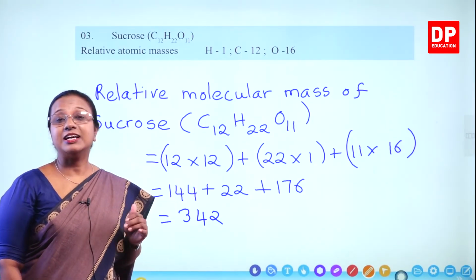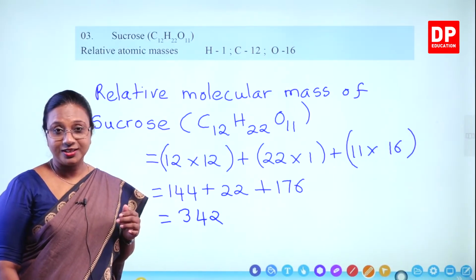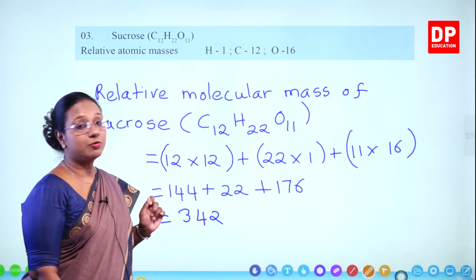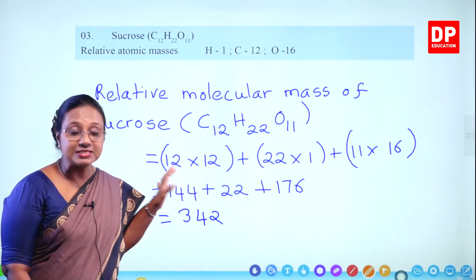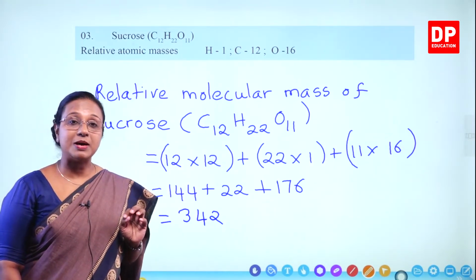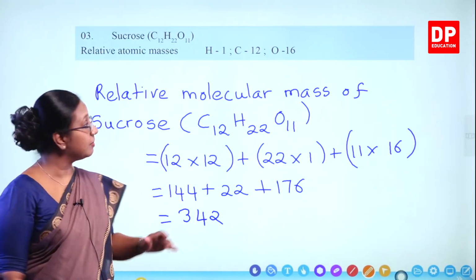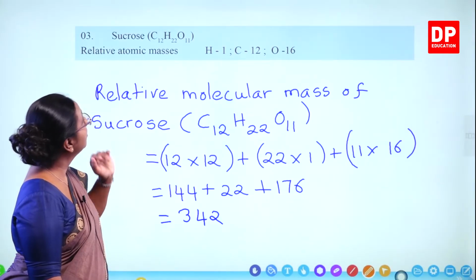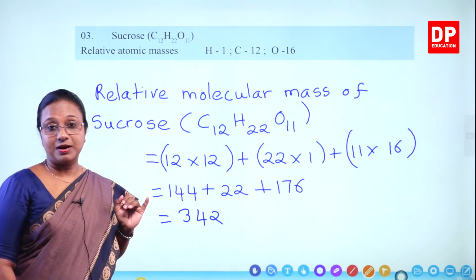So did you get the correct value? I am sure you all got it. So with that, I will move on to the next topic under the same relative molecular masses. Now here we calculated the relative molecular masses for molecules of compounds that are covalent compounds.